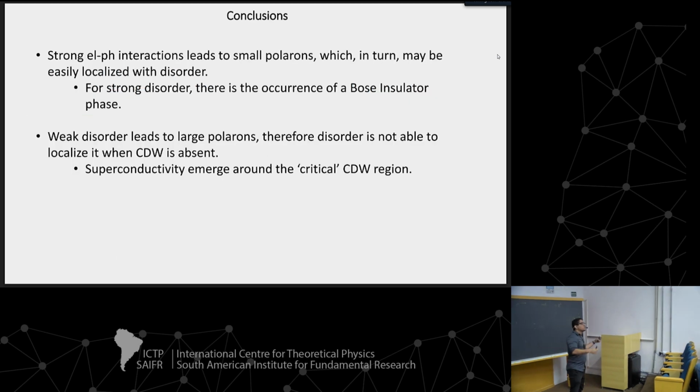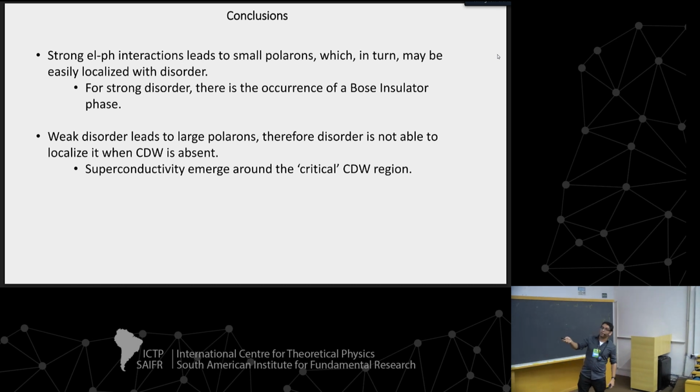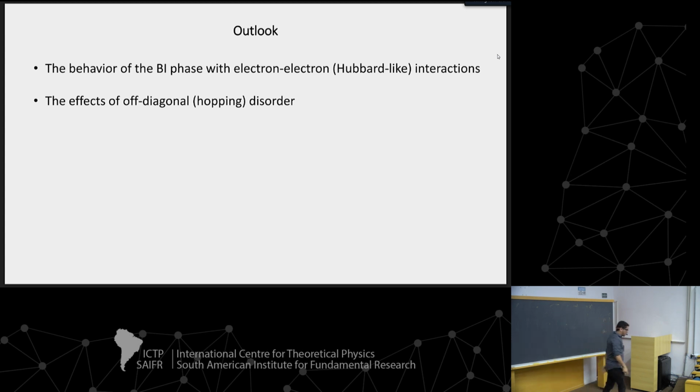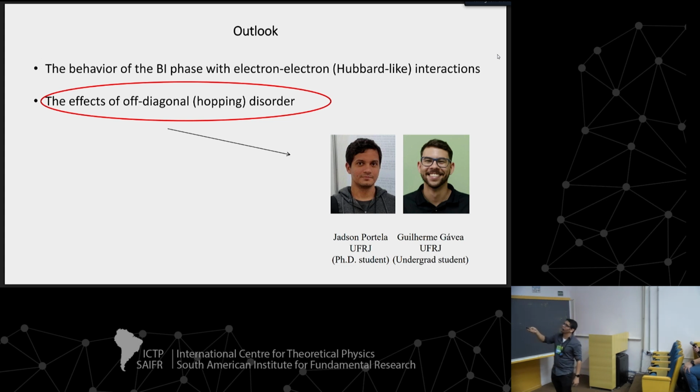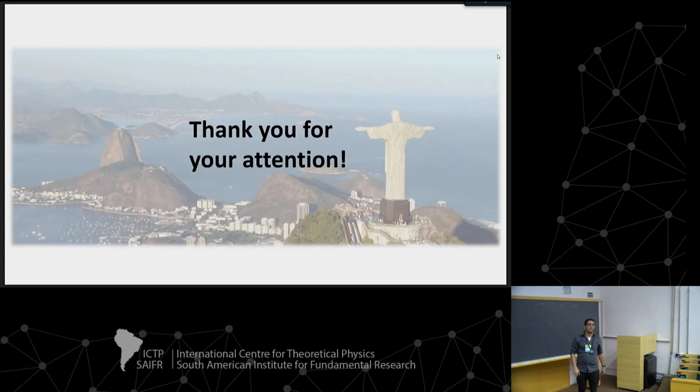So these are my conclusions. You have 2 different results here, depending on the strength of your coupling. If you are in the strong coupling regime, you can have this Bose insulator. But if you are in this weak coupling regime, you can have superconductivity emerging. And as my outlook, everything can change if you put in a Hubbard-like term, and everything can change if you put in off-diagonal disorder. This is TC disorder, but this one I don't have time for, but my students are working on it. So that's it. Thank you very much.